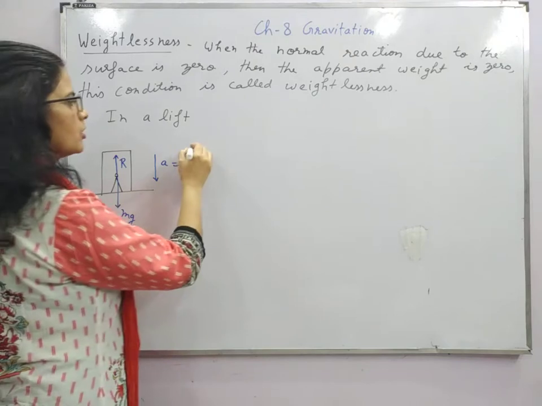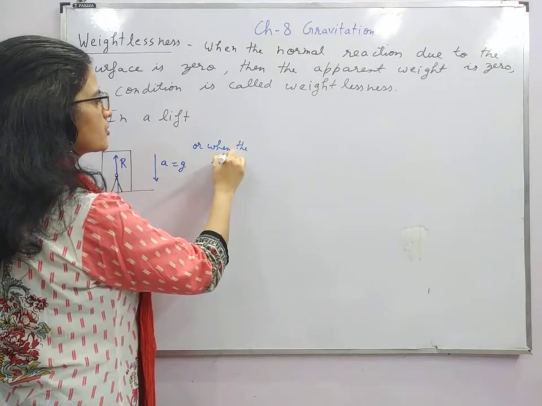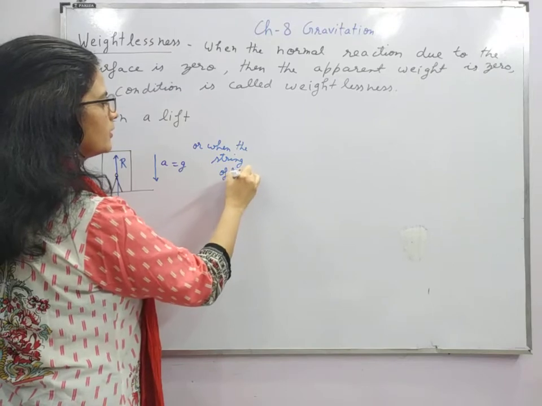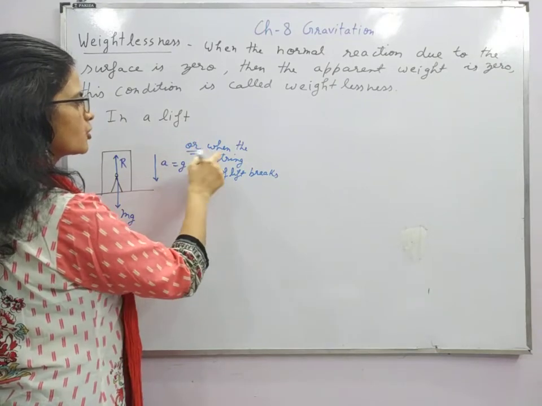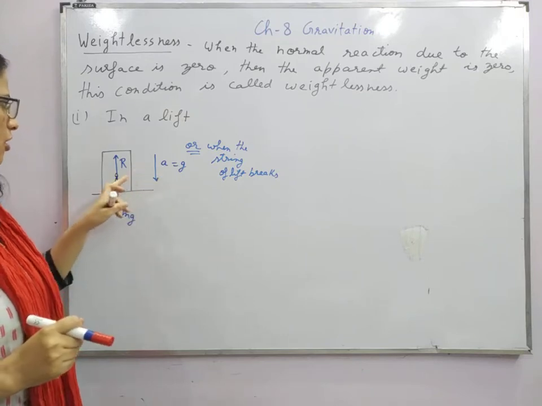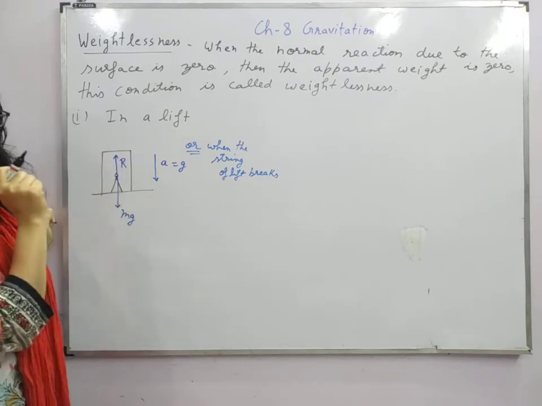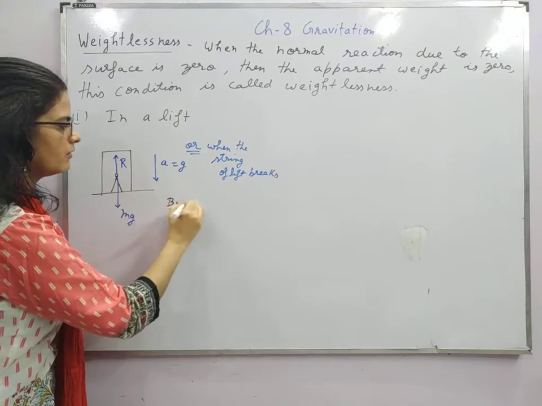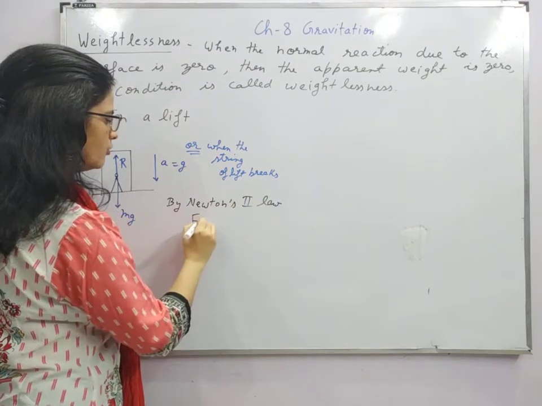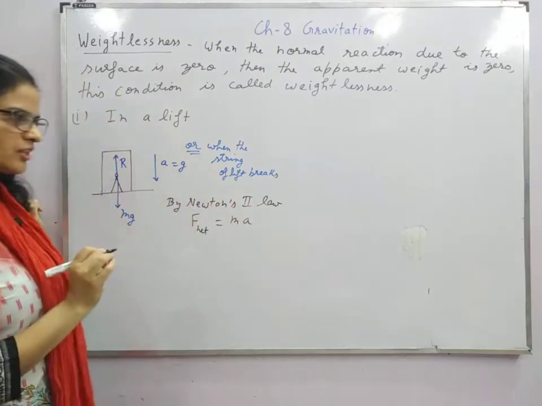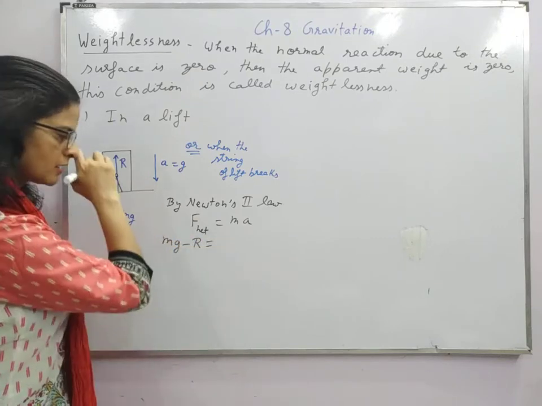Just recall the case when the string of the lift breaks. This is the case which you had studied. So that means when the acceleration of the lift is equal to acceleration due to gravity, then what will happen? How to write this equation? We know by Newton's second law, net force is equal to mass into acceleration. Now this is moving down. So we will write net force: mg minus R is equal to ma.